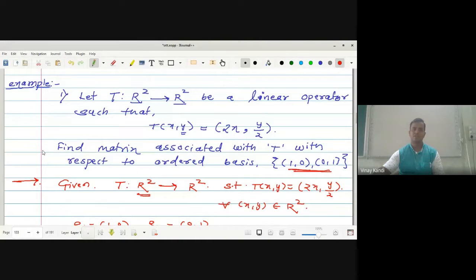Okay, so here we find the matrix of the linear operator T of xy is equal to 2x comma y upon 2. Okay, any doubt up to here?